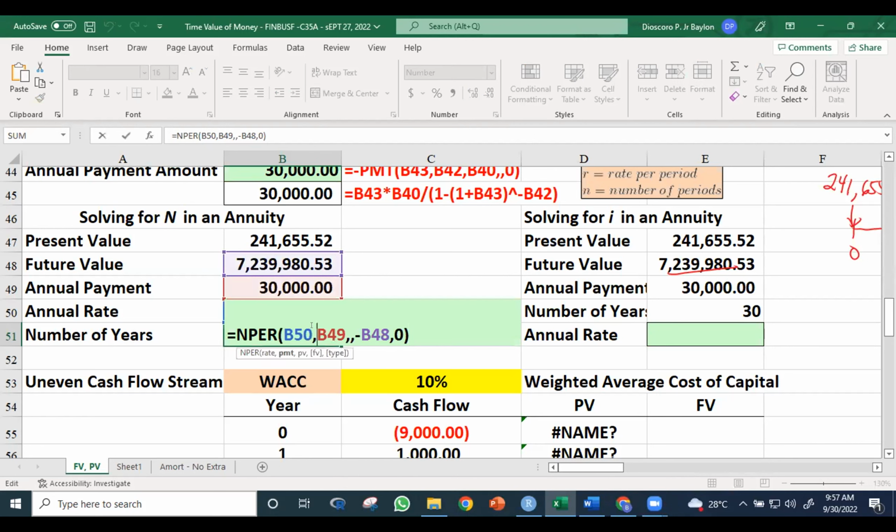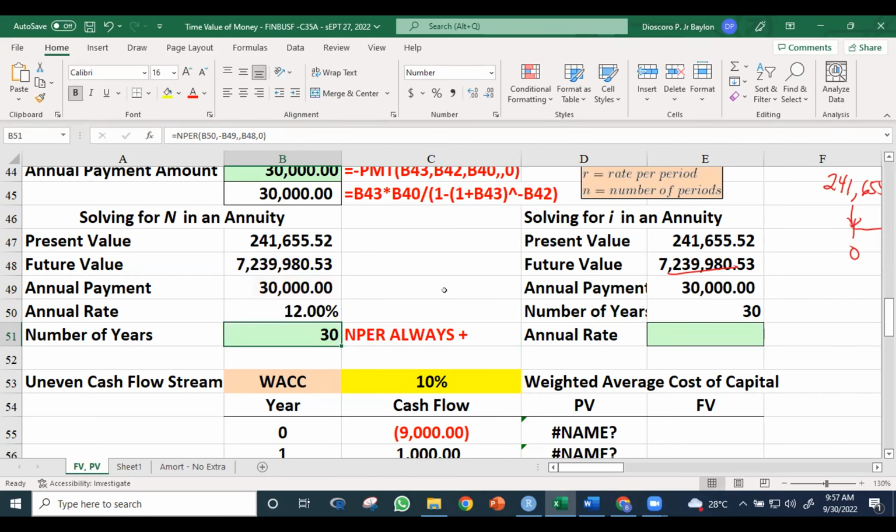Or if we interchange this, for example, negative, and then this should be positive, you'll also get 30 there.